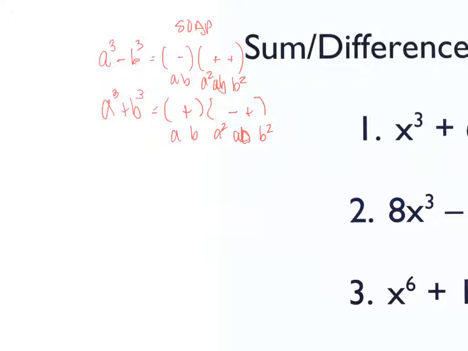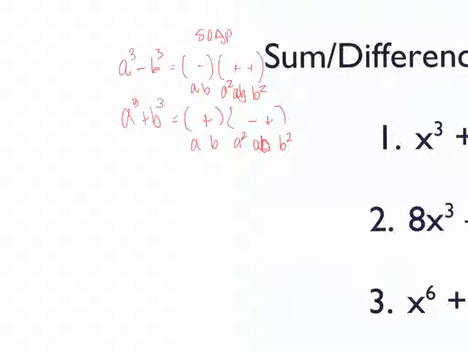Okay, so for sum and difference of cubes, these are the formulas that we follow over here. Remember, there's a formula for both sum and difference of cubes. You first need to find the A, then you find the B, and then you use one of these formulas. The signs are always the same, opposite, last is always positive.